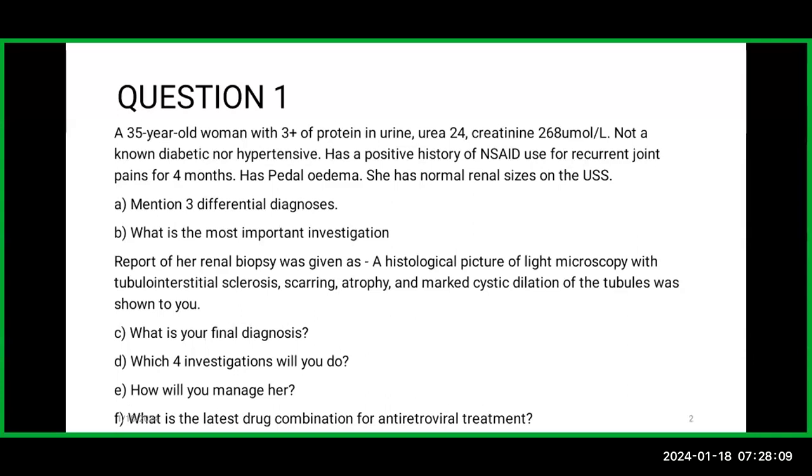I also thought about SLE, sir, but looking at the histology, the histologic finding of lupus nephritis is not suggestive of what we have, because in the question they've given us a histological picture. Oh, they gave us histology? Yes, the light microscopy picture, showing tubular interstitial sclerosis, scarring, atrophy, and marked cystic dilation.